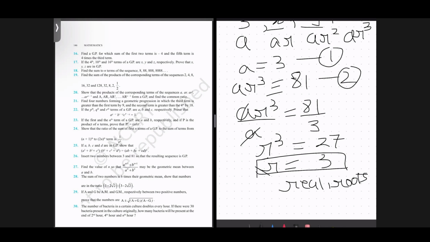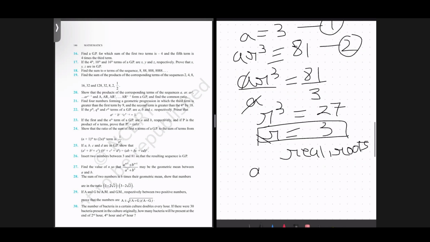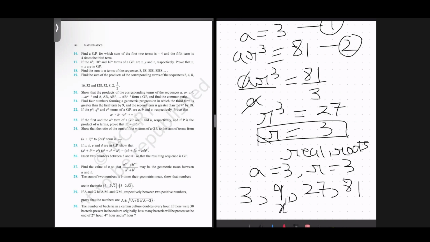The first term of the GP is 3, A equals 3, and the common ratio is also 3. So the GP is 3, then 3 into 3, that becomes 9. Then 9 into 3 becomes 27, and 27 into 3 becomes 81. So X equals 9 and Y equals 27. These are the two terms that you're going to insert between 3 and 81, so that this entire sequence becomes a geometric progression.